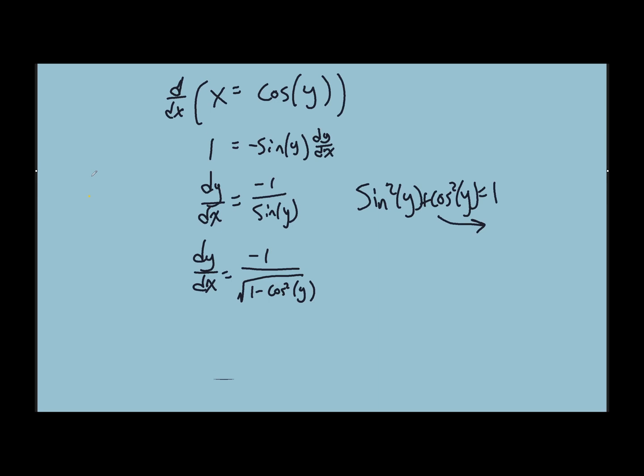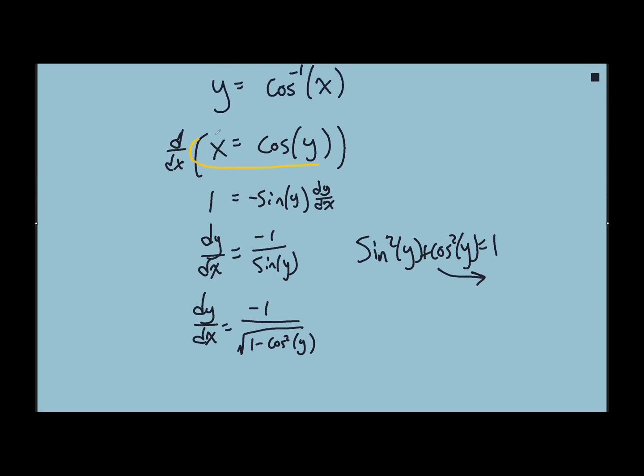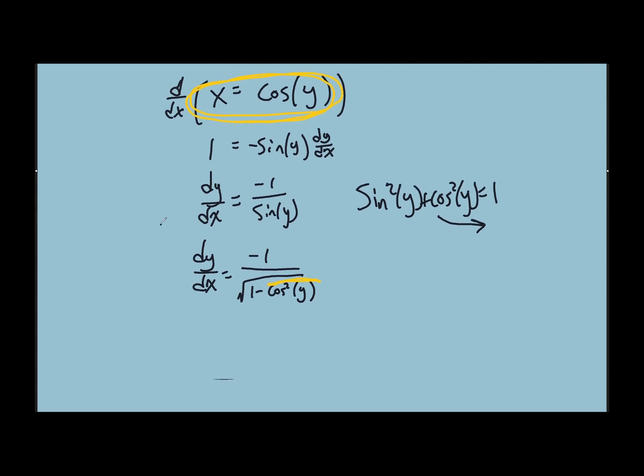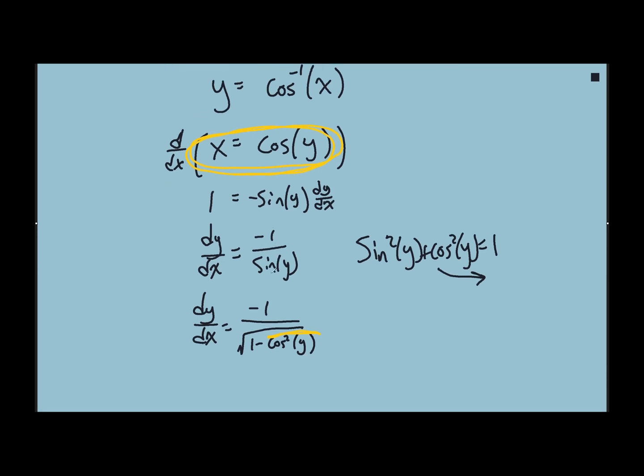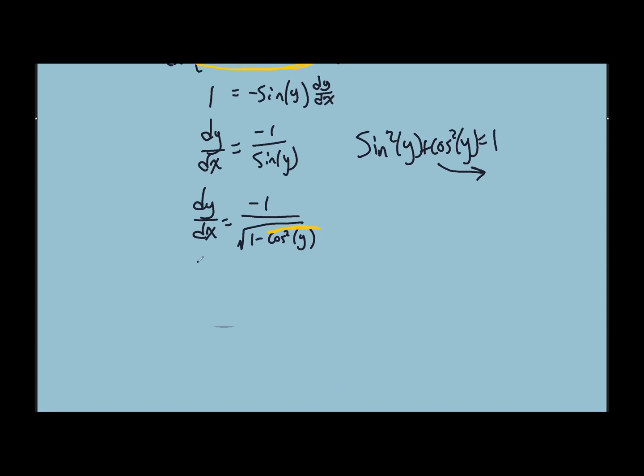But guess what? We know what cosine of y is. We decided what it is up here. So I'm going to replace that here. See, I created the y, right? Our only goal is to find the derivative of arccosine. But we said that it would be equal to dy/dx. So we're getting warmer here.